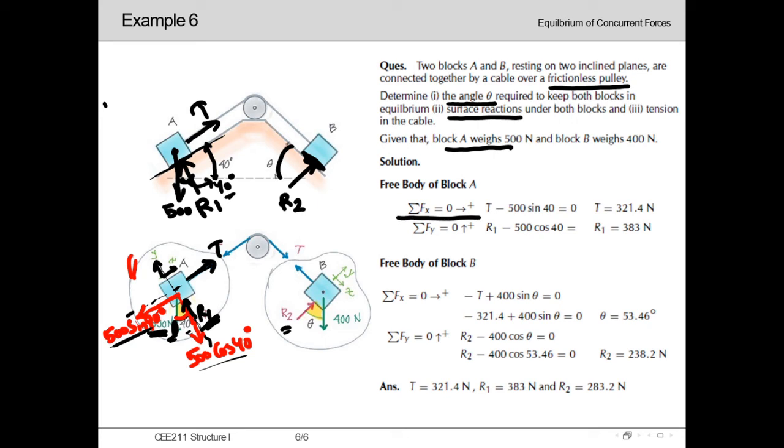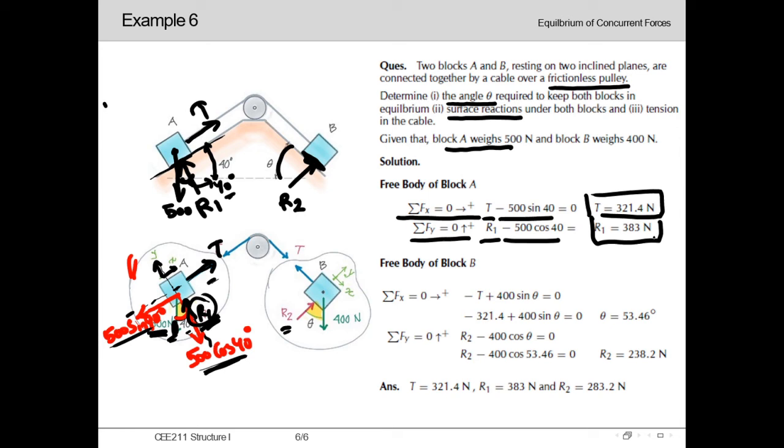Now applying summation of Fx equal to 0 in block A, we can get the values as T is acting rightward, so positive T. 500 sine 40 is acting leftward, so minus 500 sine 40. From here we'll get the value of T. Now applying summation of Fy on this block A, we can see that 500 cos 40 is acting downward, so minus 500 cos 40, and R1 is acting upward, so plus R1. From here we'll get the value of R1 also.